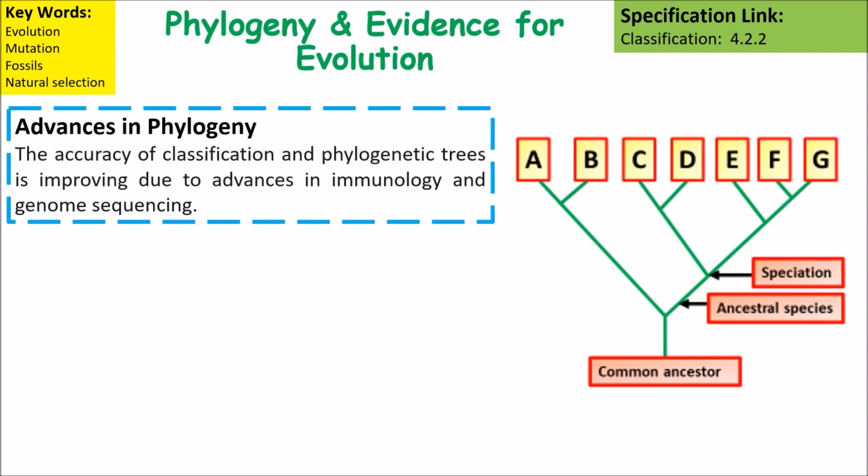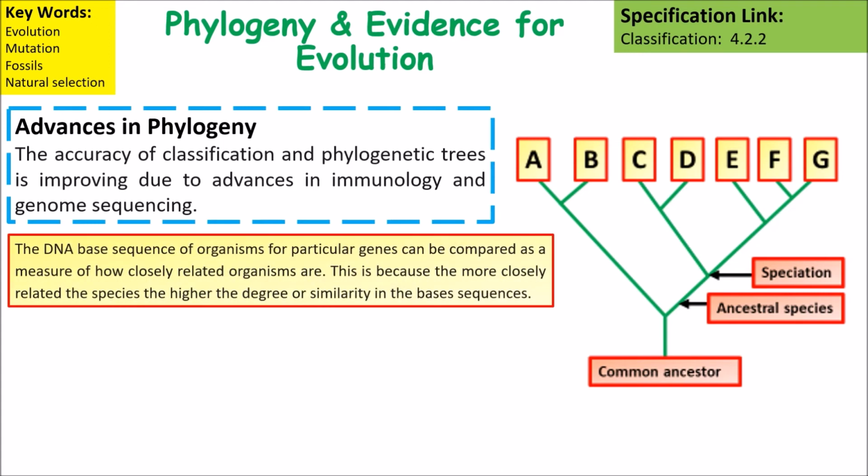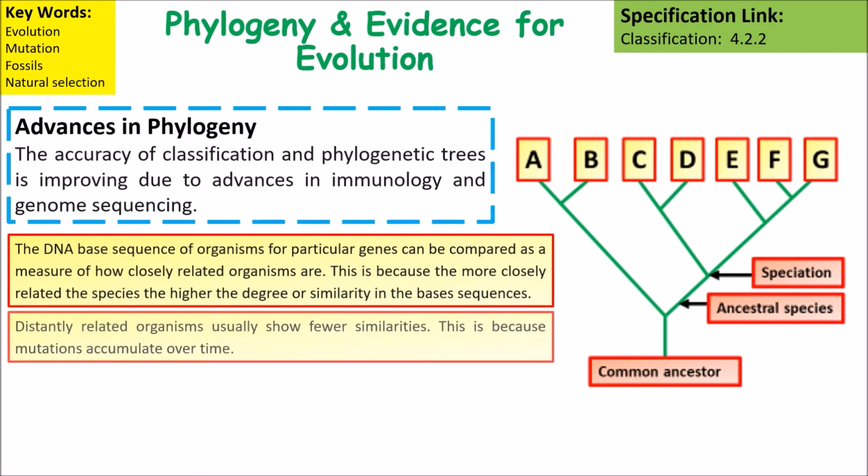So the accuracy of classification in phylogenetic trees is improving due to advances in immunology and genome sequencing. The DNA-based sequence of organisms for particular genes can be compared as a measure of how closely related organisms are. This is because the more closely related the species, the higher the degree of similarity in the base sequences. Distantly related organisms usually show fewer similarities. This is because mutations accumulate over time.